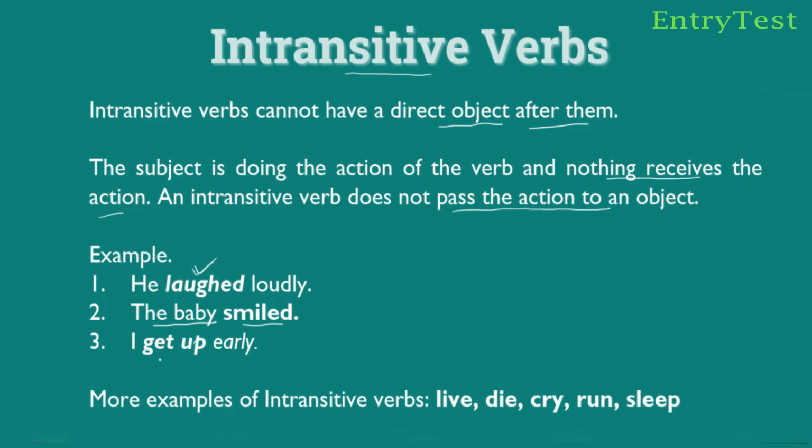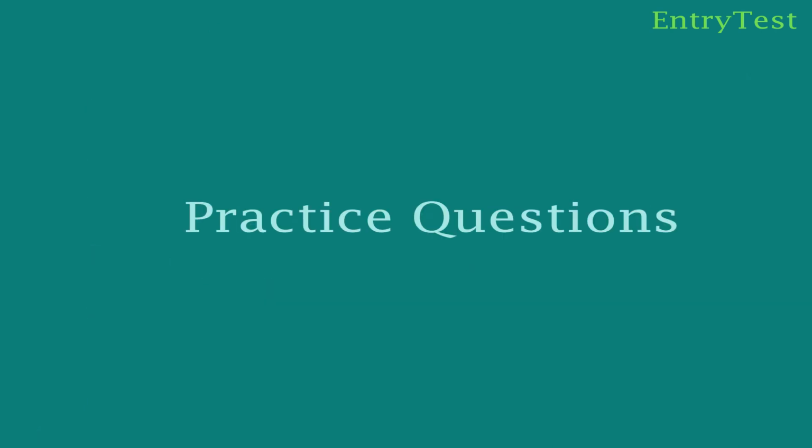Alright. I get up early. Now get up is again your intransitive verb and there is no object. Early is not an object. So that's why it is also an intransitive verb. More examples of intransitive verbs can be live, die, cry, run, sleep. Now friends, it's time for some important practice questions. So let's jump into it.